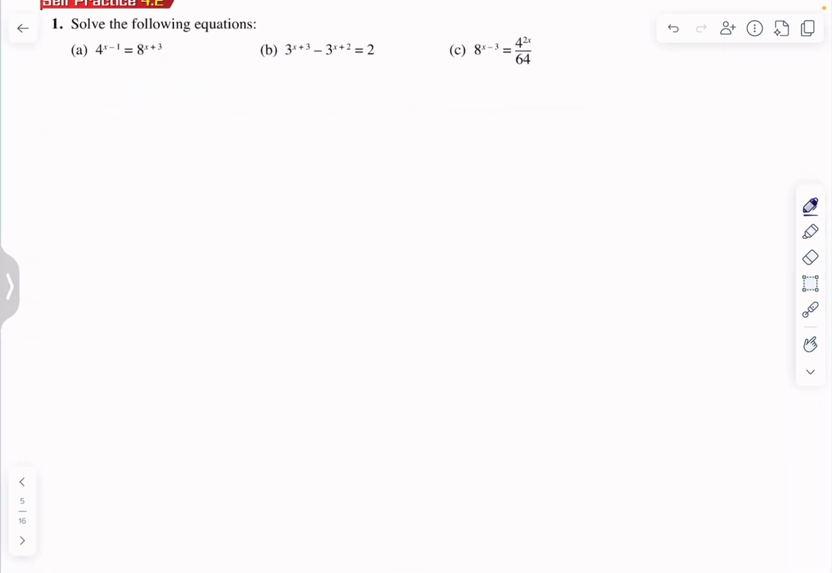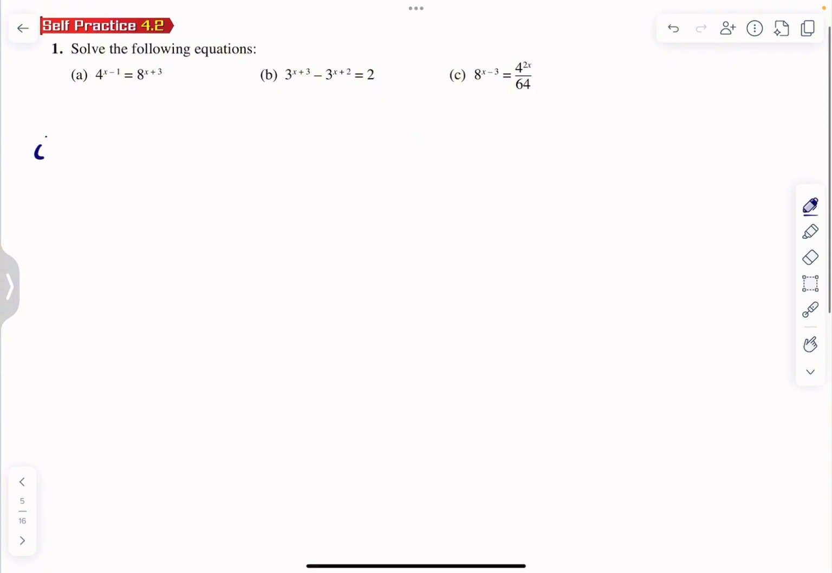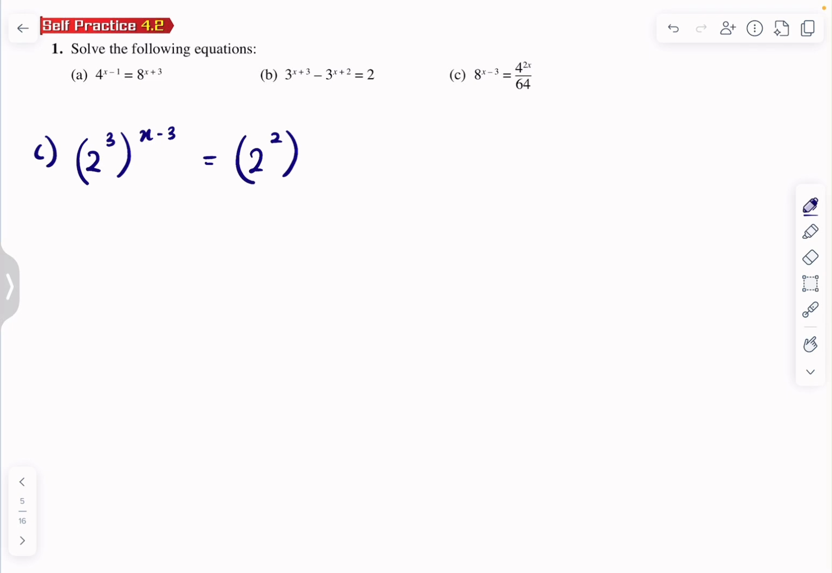Okay, let's look at the last one, C. C, we have 8, 4, 64. So all these we can bring it down to base 2 as well. 8 is 2 cubed, x minus 3. 4 is 2 squared, 2x, over 64. 64 is 2 power 6.